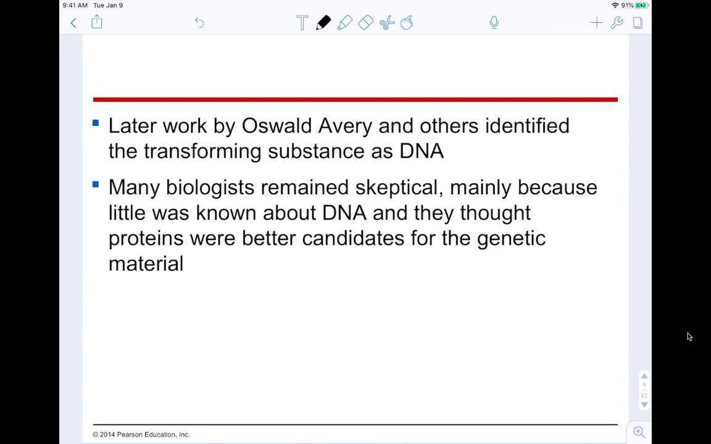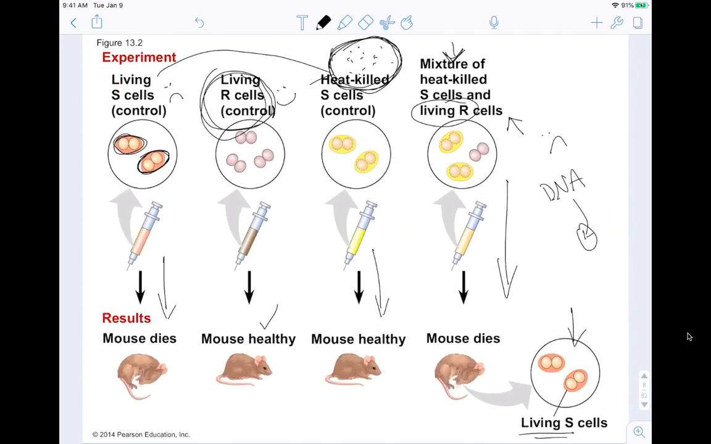So later, that was built upon. Okay, Avery and others, like McLeod and Avery, they identified the transforming substance as DNA. So before, they didn't really know what was causing this to happen, but now we know that it was, in fact, DNA that was entering these harmless cells and making them harmful cells.